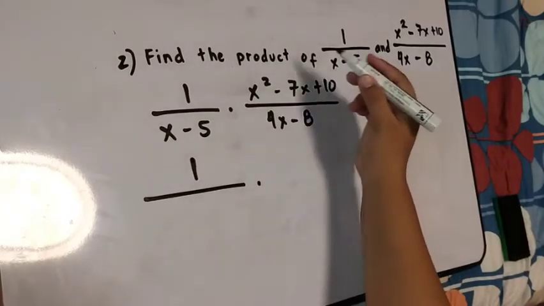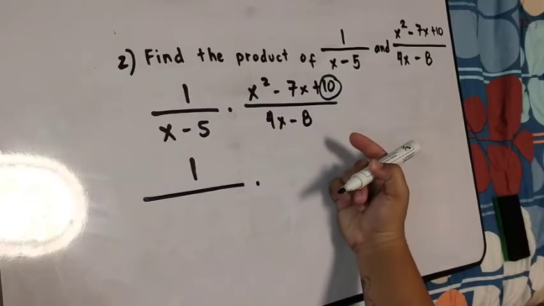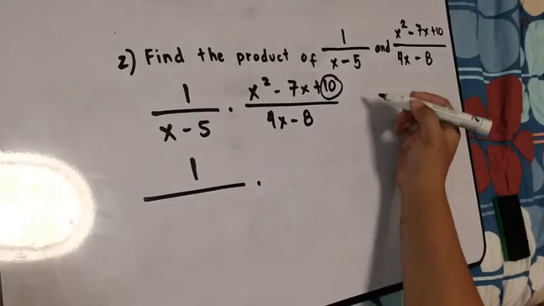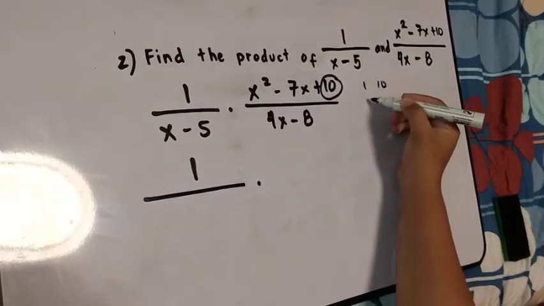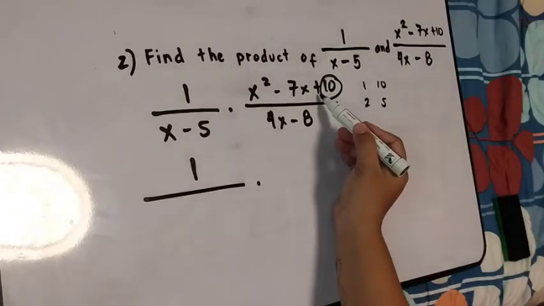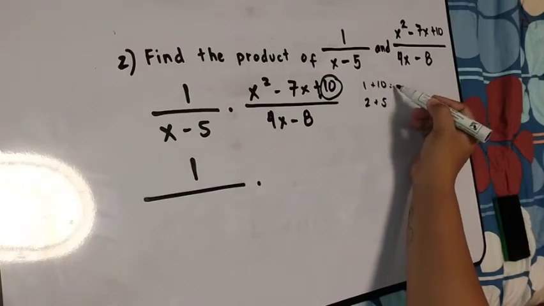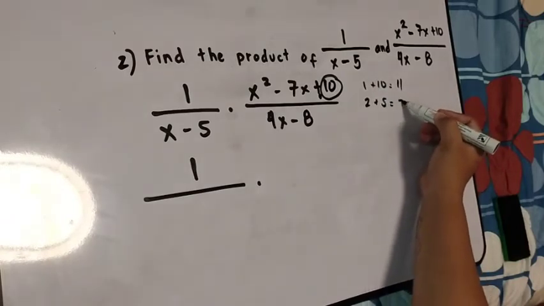So, di ba, pag pinactor natin to, dun tayo kay C, kay 10. So, ano ba yung mga factors ni 10? We have 1 times 10 and 2 times 5. Then, anong gagawin? Add or subtract. Okay, we will add because positive si C. So, this is 11 and this is 7.